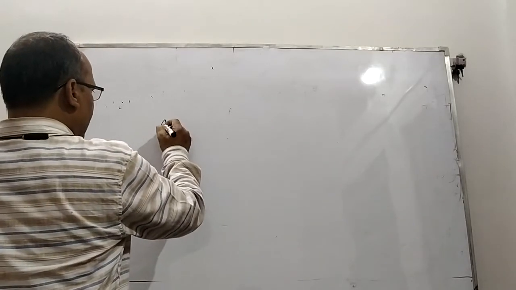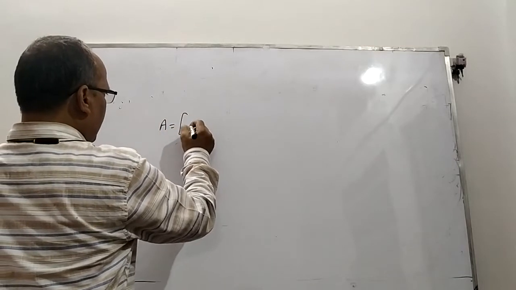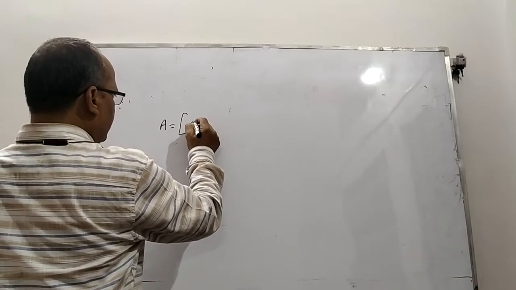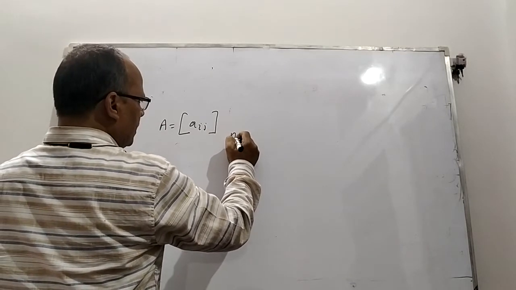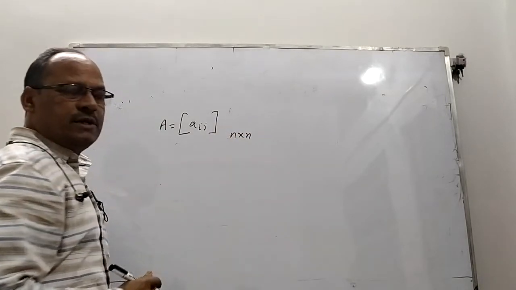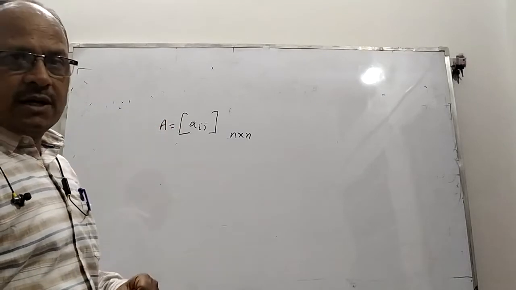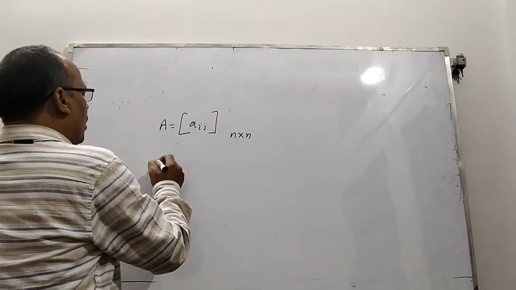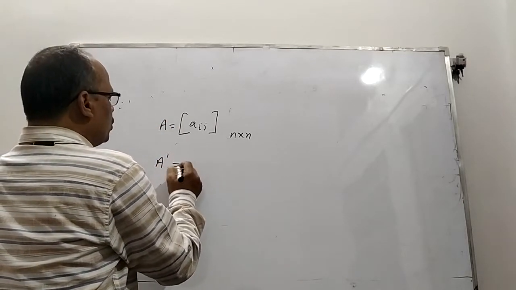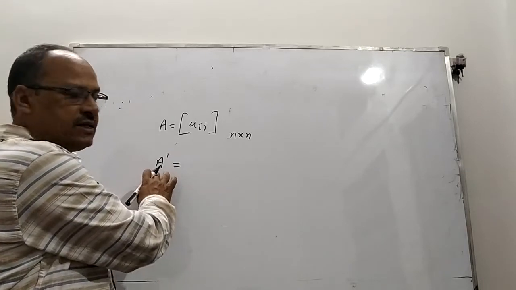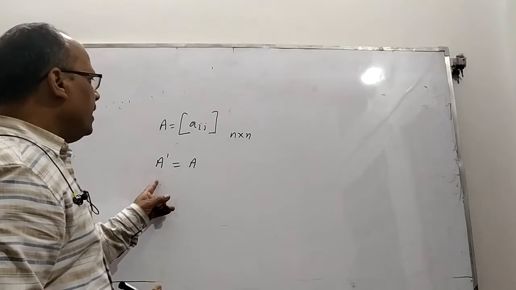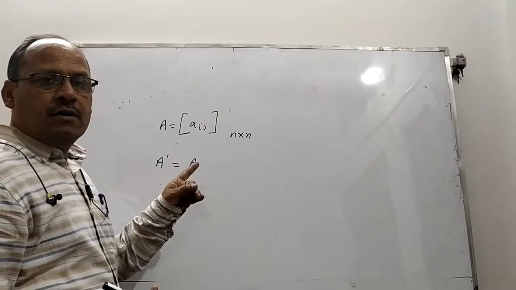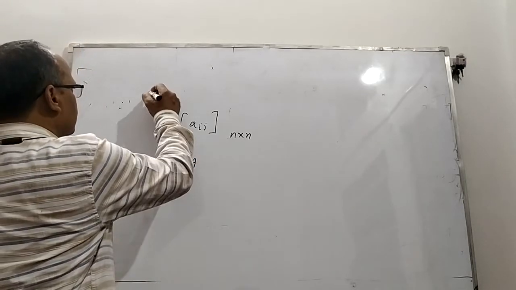Suppose any matrix A is given, Aij, this is the matrix. What is the order of this? N cross N. The order of this matrix is N cross N, so this is a square matrix. If you take the transpose of matrix A and it becomes A, then it is known as the symmetric matrix.